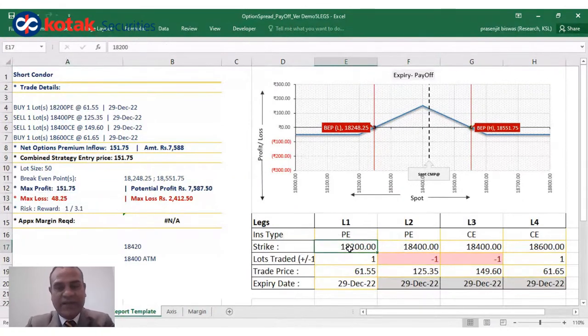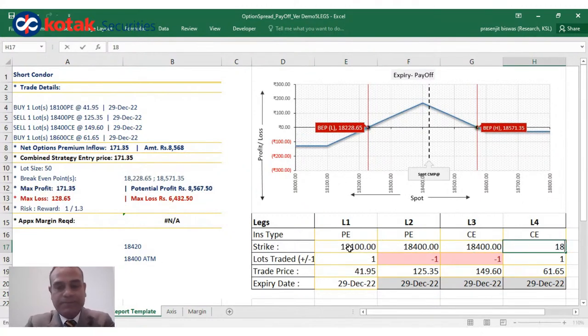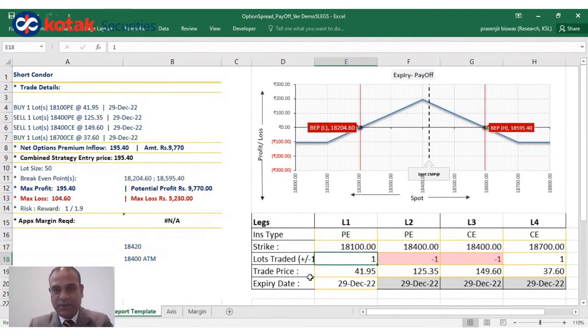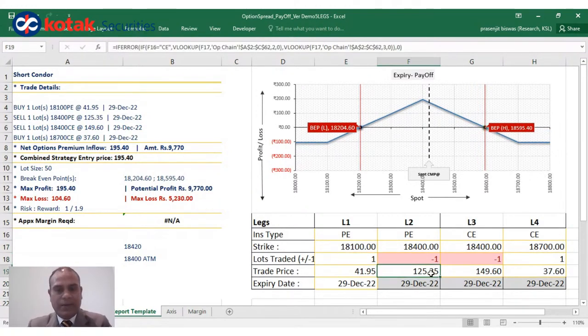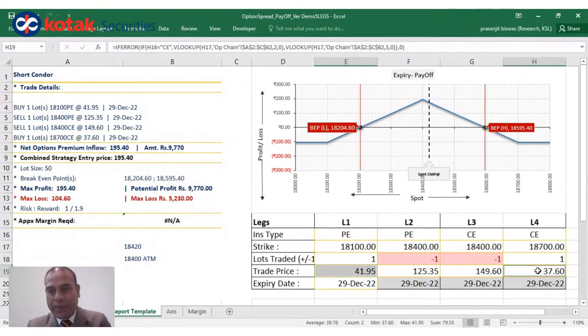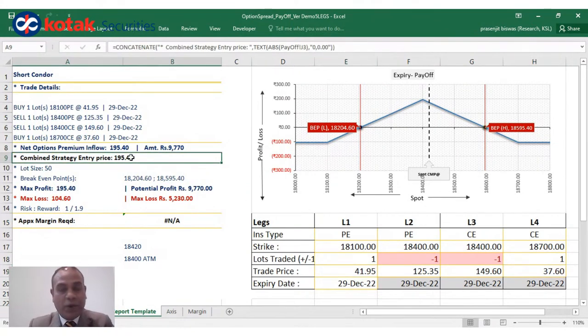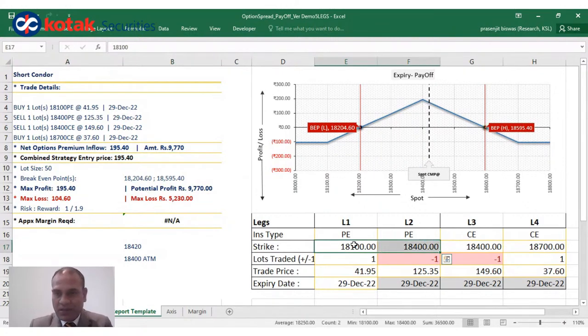Now, just in case, if I did this with 18,100 instead of 18,200 put option, if I let's say bought 18,100 put option and 18,700 call option, correct. So similarly, here also I would have received 275 and in turn I would have had to pay only 80 rupees. So net net my credit would have been 195 rupees. So what will be my maximum loss here? So same calculation, the gap is 300 points minus 195, the one that I have received.